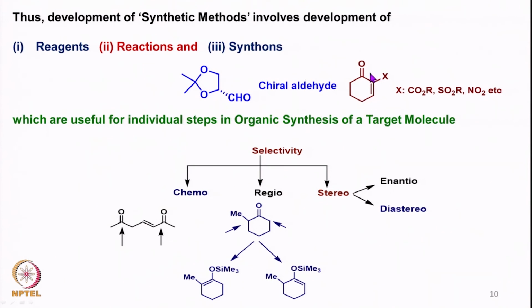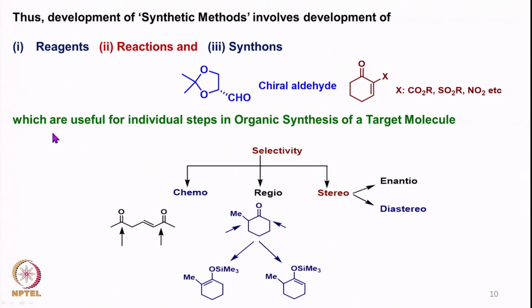Likewise, if we have an enone of this kind which has an X group here, that can be an ester or SO2R or NO2 or a cyano, anything that we can put here, or even an aldehyde. And then that becomes a very important molecule, which is a synthon or a synthetic intermediate.